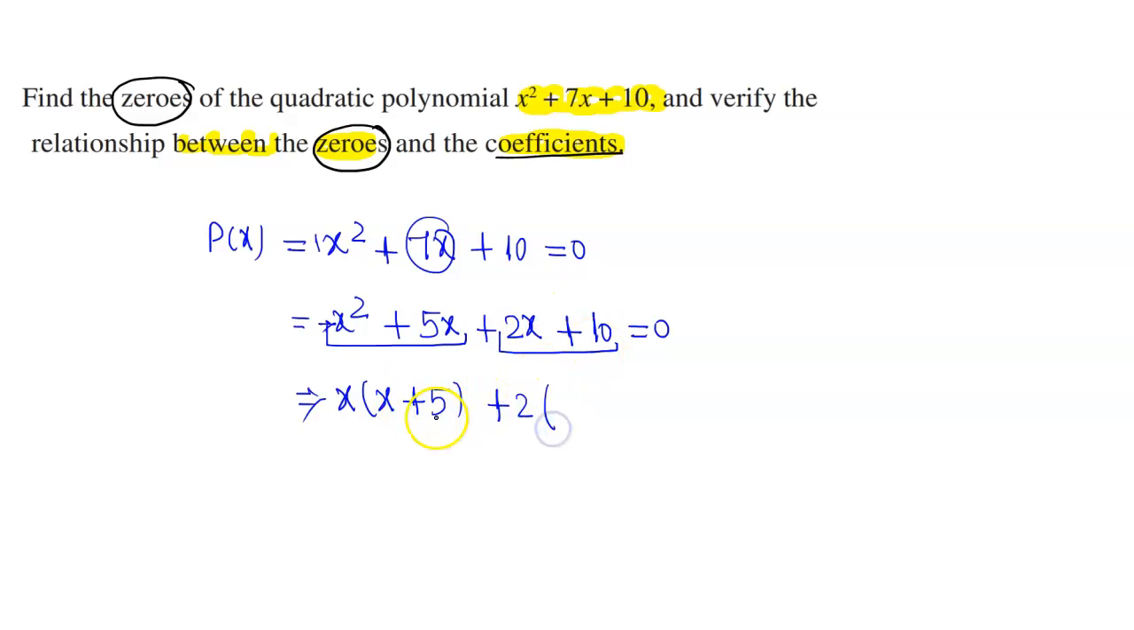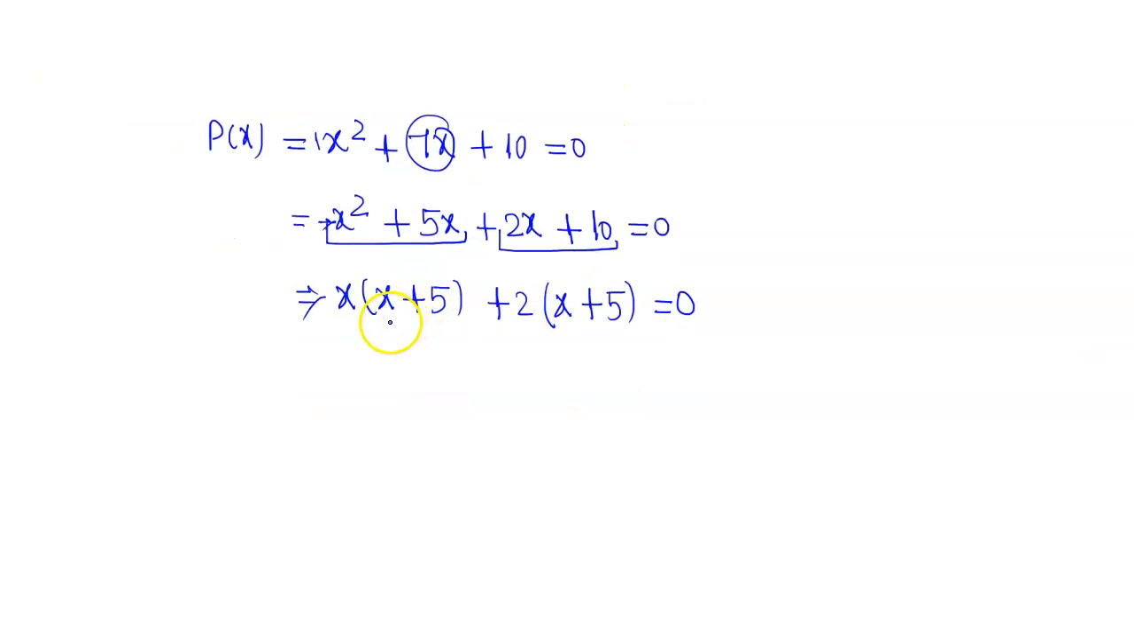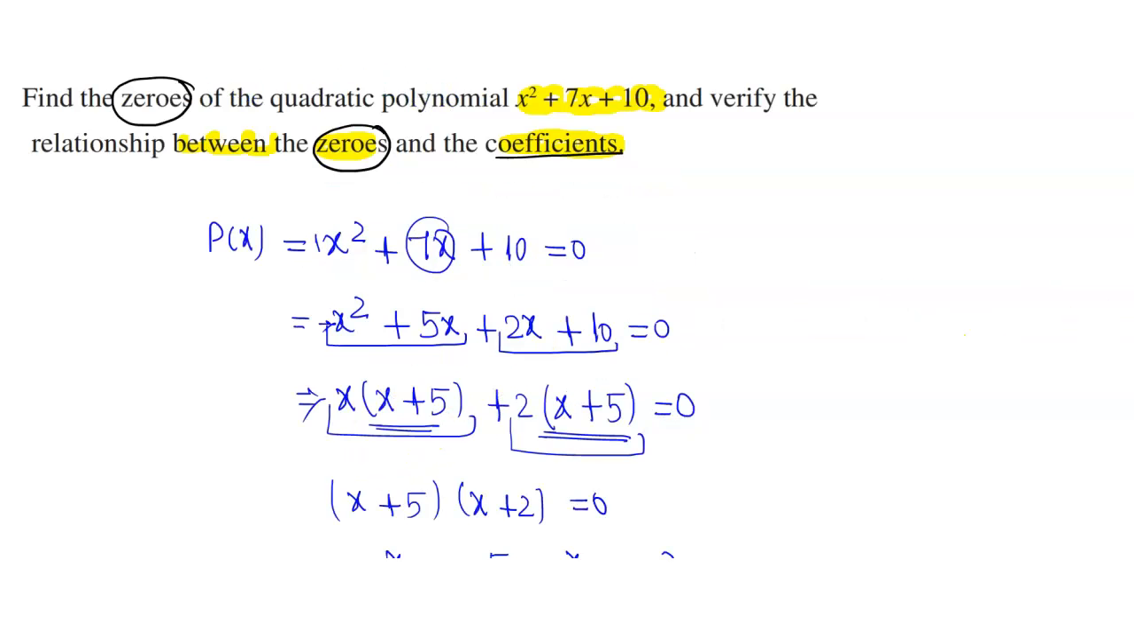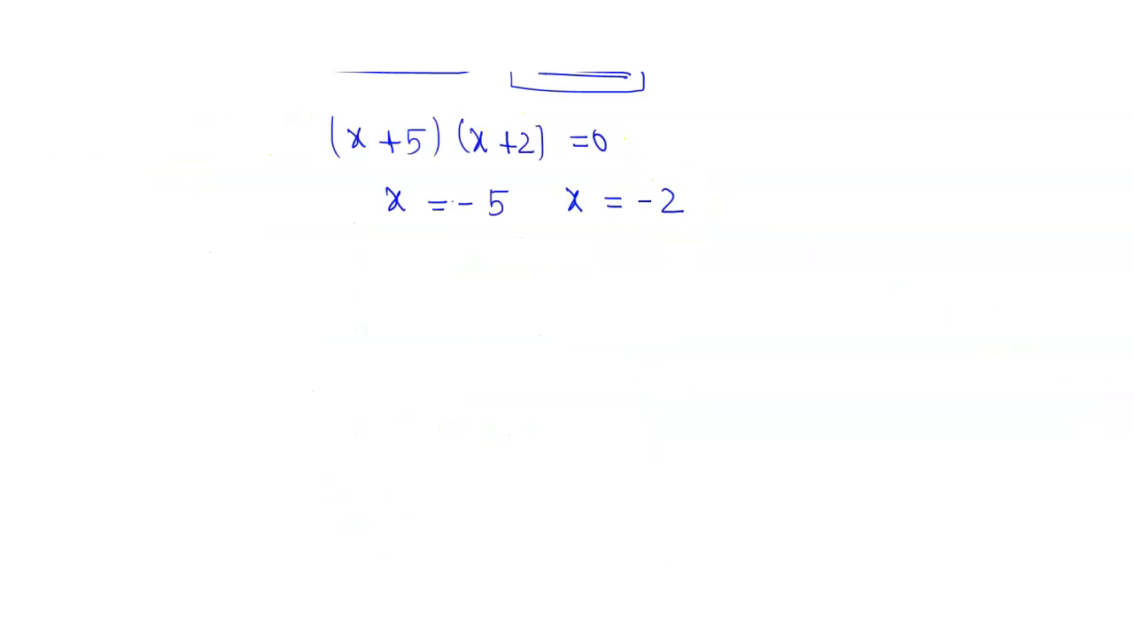After taking 2 common, we find the same part, x plus 5, in both terms. So x plus 5 is common in both parts of the equation. Then we get x plus 5 into x plus 2 equal to 0. Then x equal to minus 5 and x equal to minus 2. These are the zeros of the quadratic polynomial.